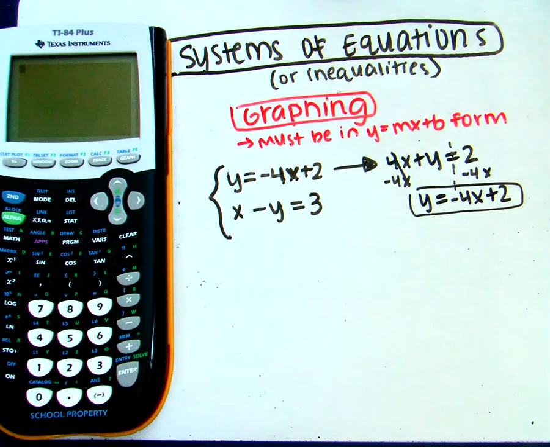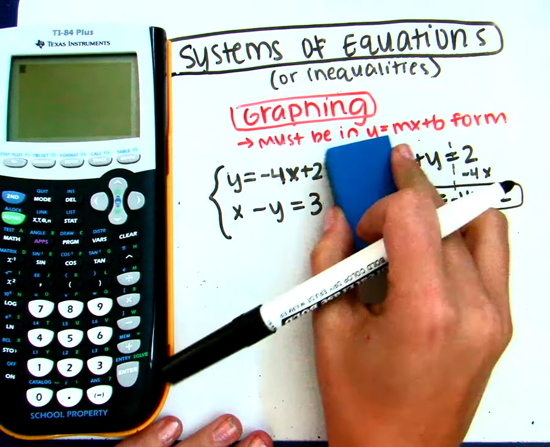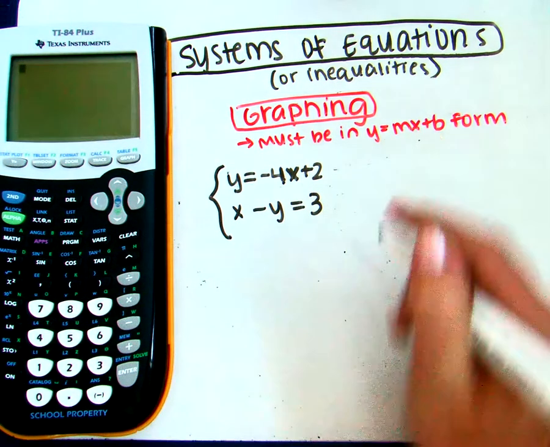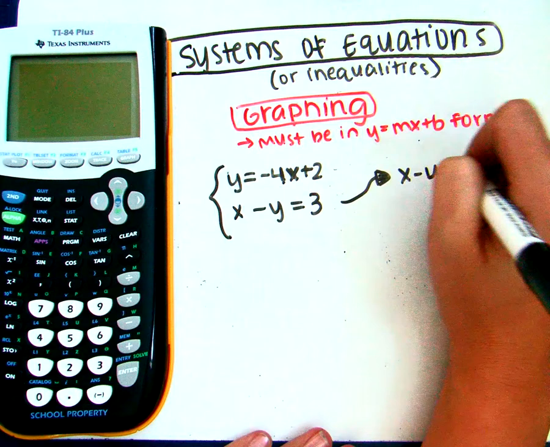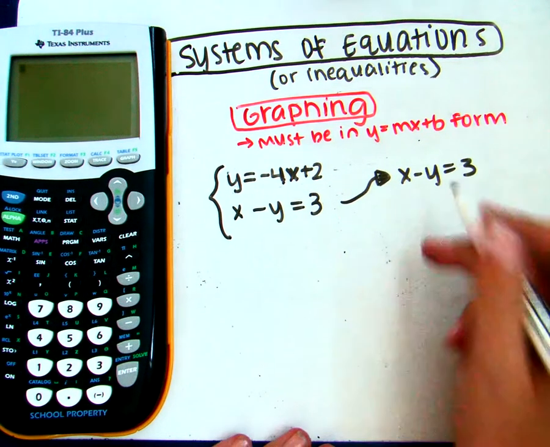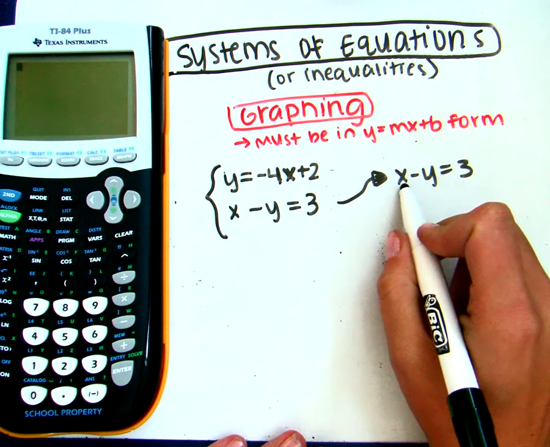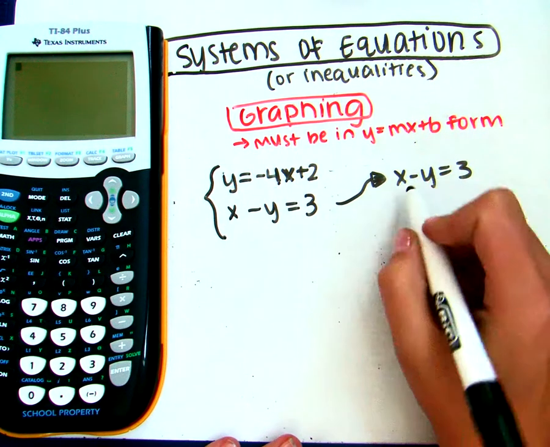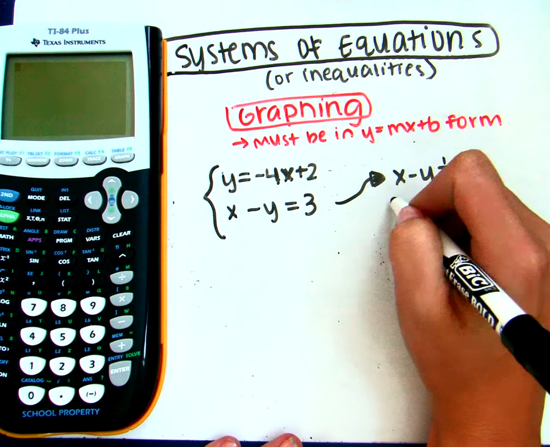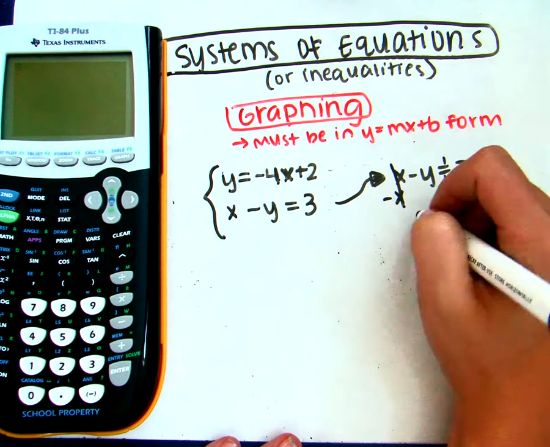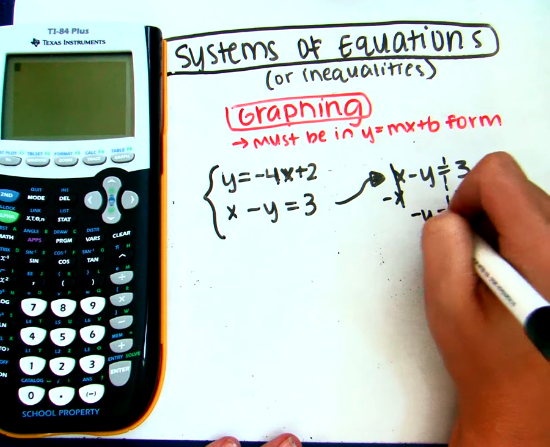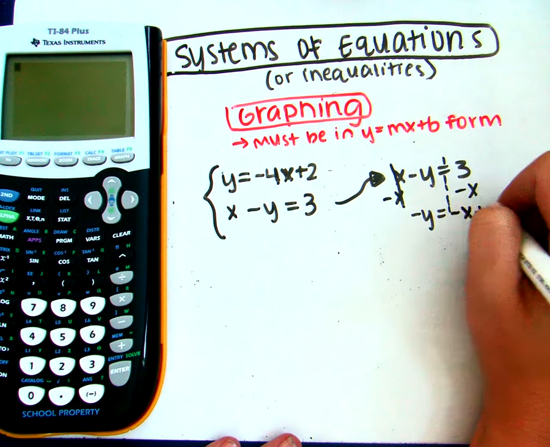So now I'm going to change my other one. I'm going to take this guy up here and get the y by itself on this one. So I first have to move this x. Now the x is positive, so the only way to get rid of a positive x is to minus an x. They cancel out, minus an x. So now I have negative y equals negative x plus 3.